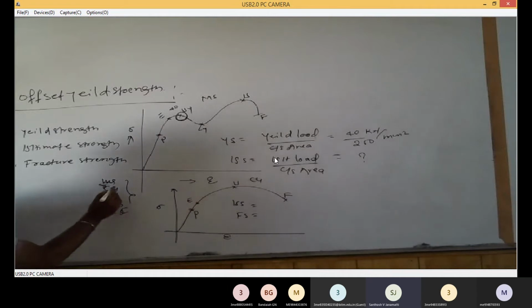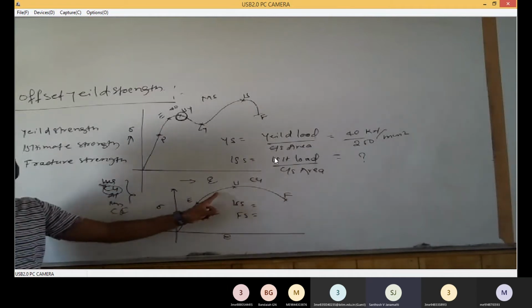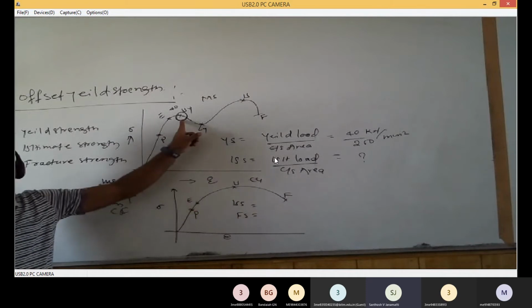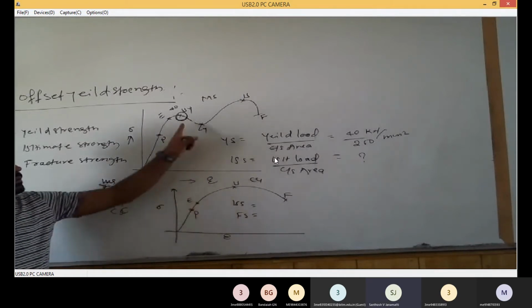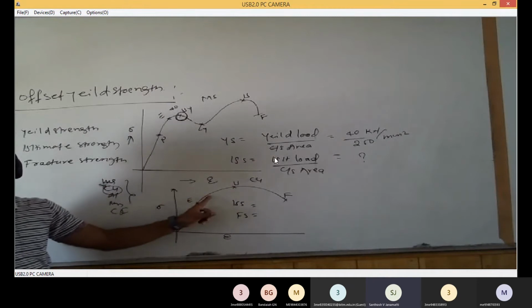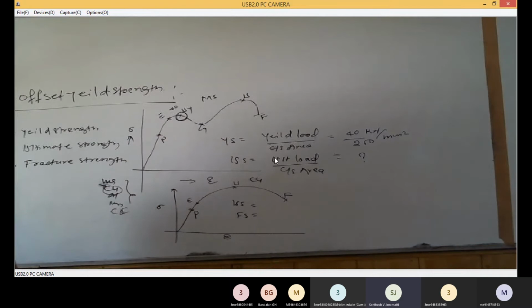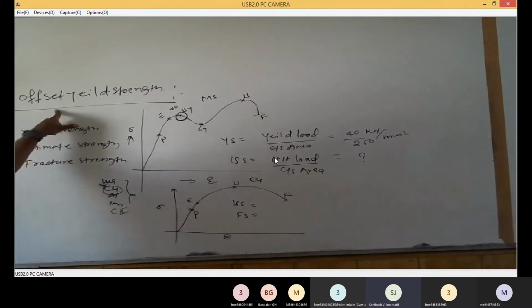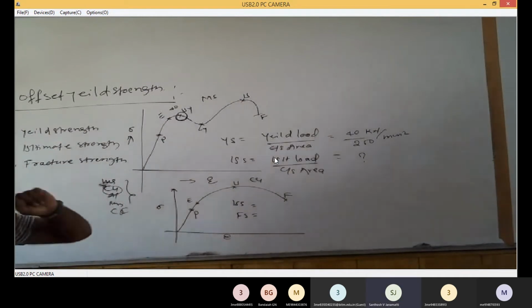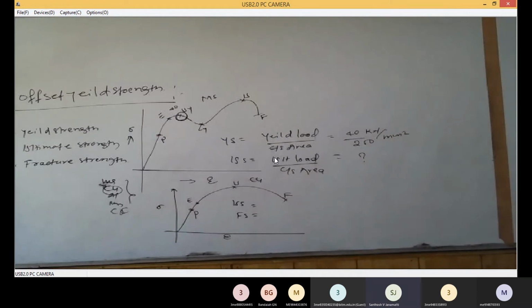For example, copper will show like this. So the missing part is the yield, because in this graph we cannot observe the upper yield and lower yield, but we have to calculate the yield strength. In this case, we apply the offset method, or proof stress method. How does the proof stress method work? That is what I told you last class.